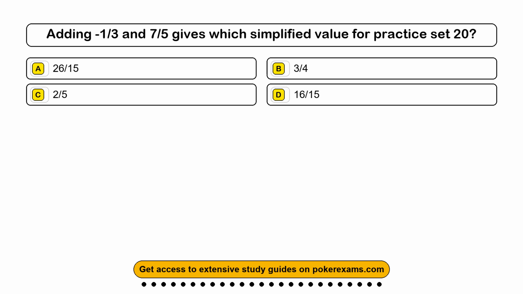Question 1. Adding -1/3 and 7/5 gives which simplified value for practice set 20? Option A 26/15. Option B 3/4. Option C 2/5. Option D 16/15.